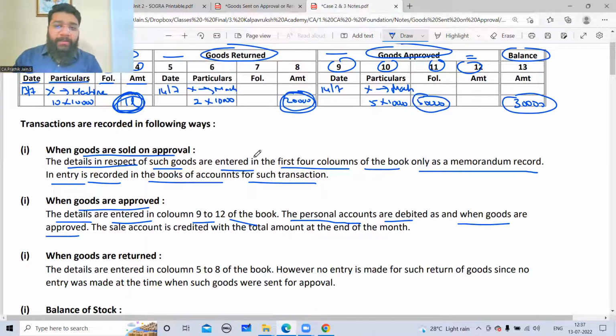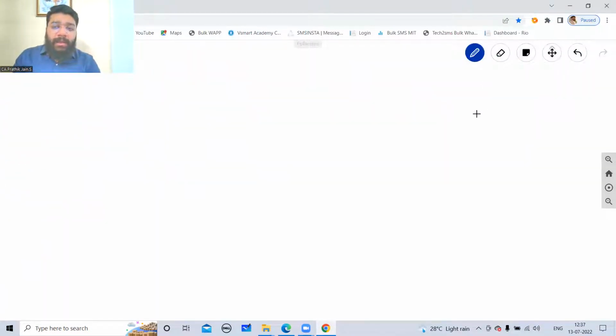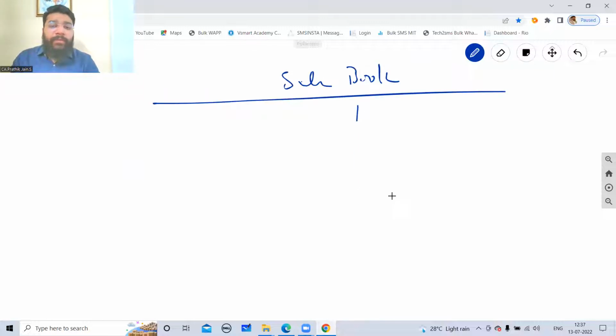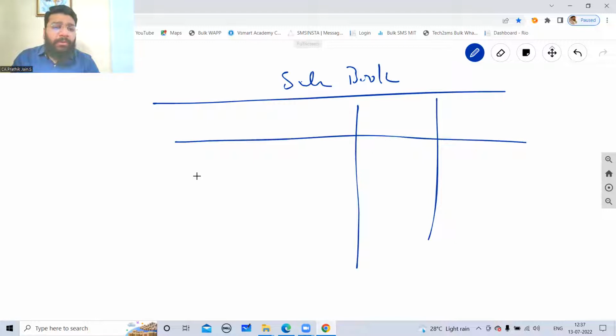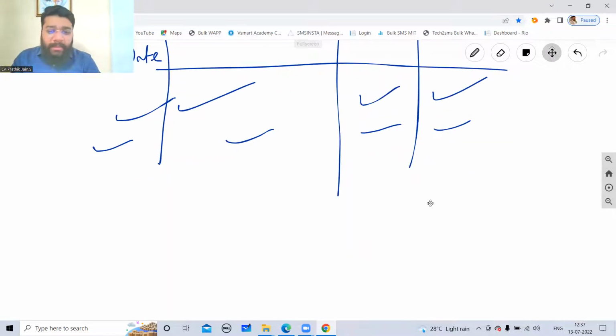Now what happens is that if you remember the subsidiary book concept, guys, we created something called a sale book. Correct? In the sale book, what did we do? We captured all the details: what goods have been sent, on what date they have been sent, what is the quantity and value. Like that, for each and every transaction, one by one we recorded. And then at the month end we did a total.